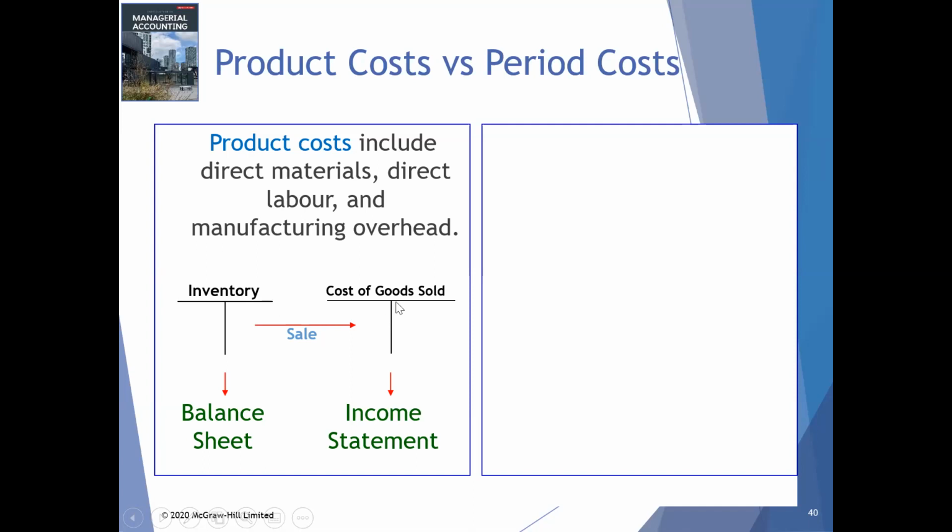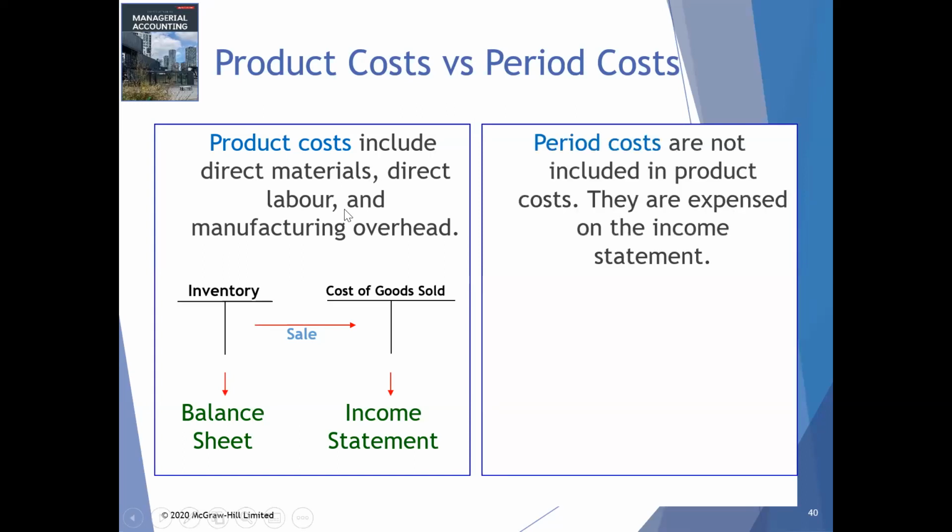Now the second is the cost of goods sold. Some of the goods we have already sold, what is the cost of those goods which have been sold? I'm not talking about the goods which are remaining. I'm talking about the goods sold. So what is the total cost of those goods that were sold? That will come under the income statement. So this is the product cost.